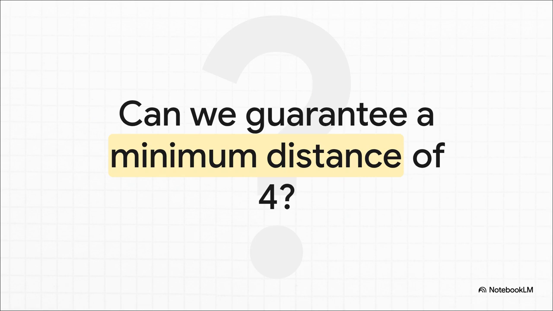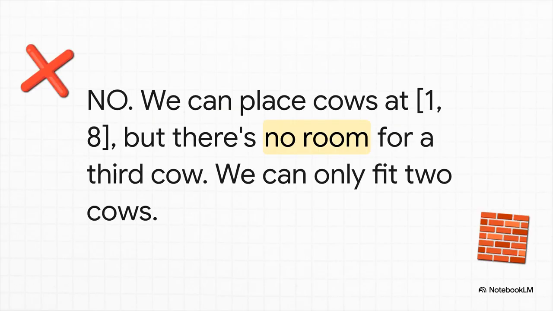Can we manage to keep them all at least 4 units apart from each other? And here's where we hit a brick wall. Look, if we put the first cow at stall 1, the next one has to be at least 4 units away. So we put it at stall 8. Great. But now, where does the third cow go? It would have to be at stall 12 or more, and we just don't have any stalls out there. We can only fit 2 cows, not the 3 we need. So 4 is a no-go.